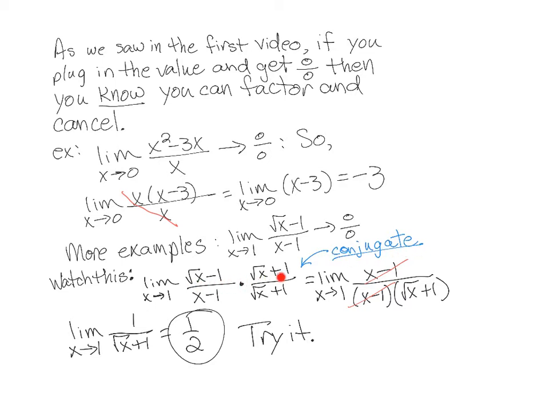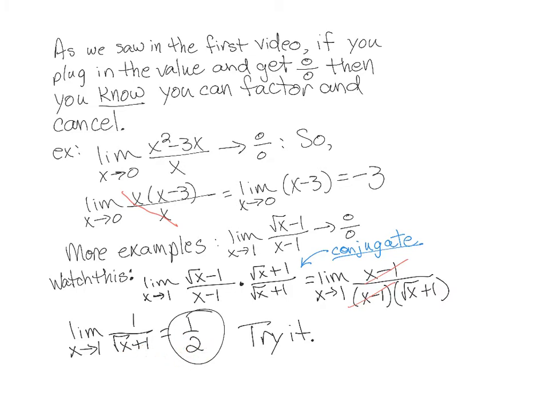If I multiply by the conjugate on the top and multiply by the exact same thing on the bottom, the part on the top gets FOILed out. You multiply these two out, leave the bottom factored just to see what happens, because it was the conjugate of the top that you multiplied by, right? So that's what you're going to FOIL. And look, when I FOIL this out, I get x minus 1, which is going to cancel with the x minus 1 on the bottom, which leaves me the root of x plus 1 in the bottom. And now I can plug the 1 in. I get 1 plus 1, and I end up with 1 over 2.